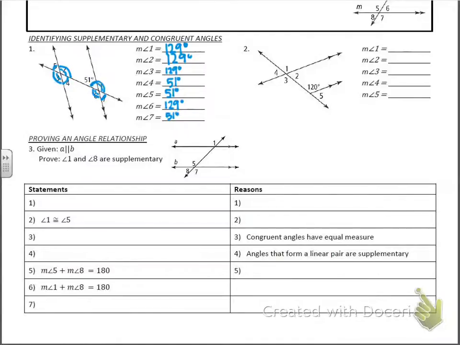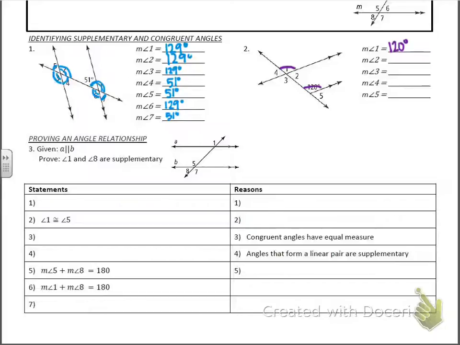So let's do number 2. Do number 2 for me really quick. Okay, guys, we're going to do this one a little differently. We're just going to go straight down the line. So here's 120. I want to know angle 1. What type of angle is angle 1 compared to 120? Corresponding. So that means they are the same. So the measure of angle 1 is also 120.